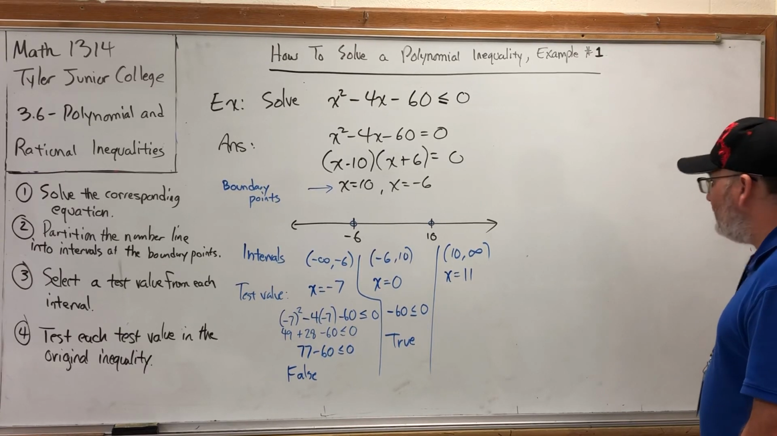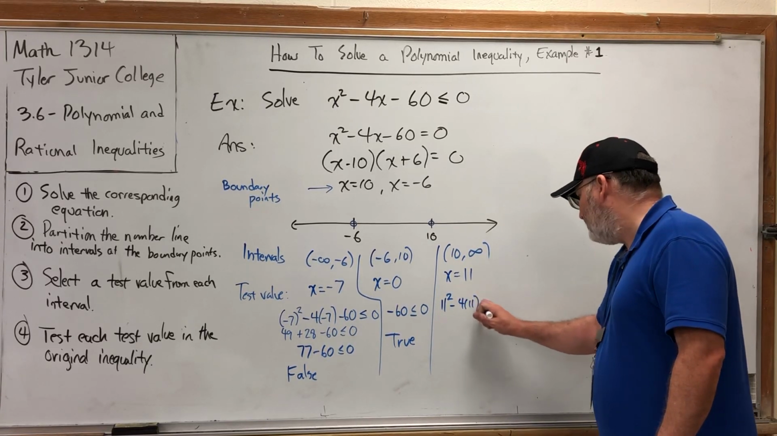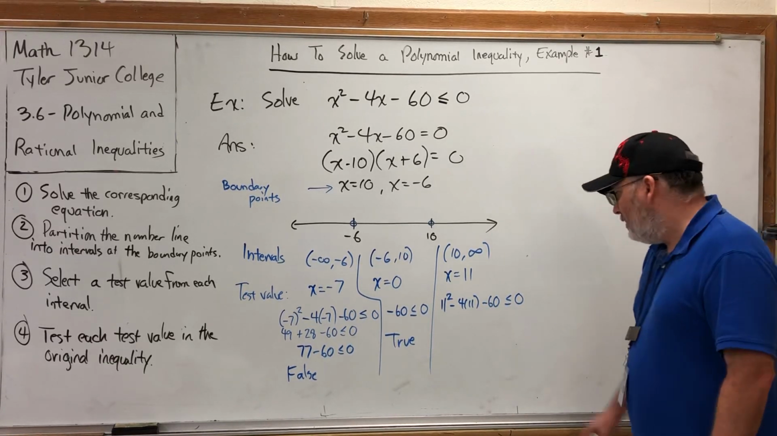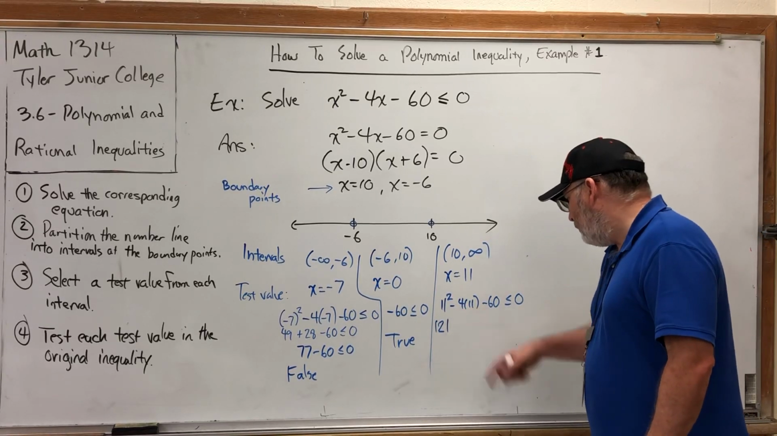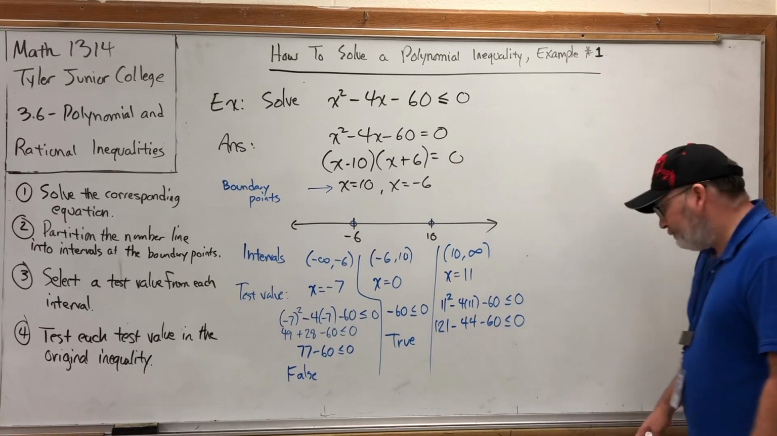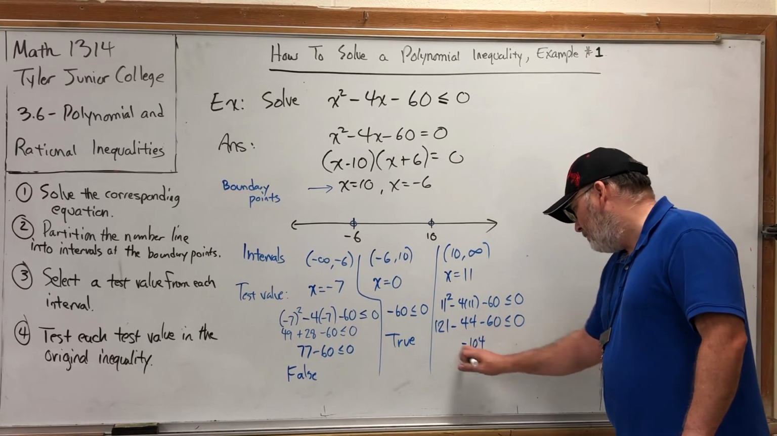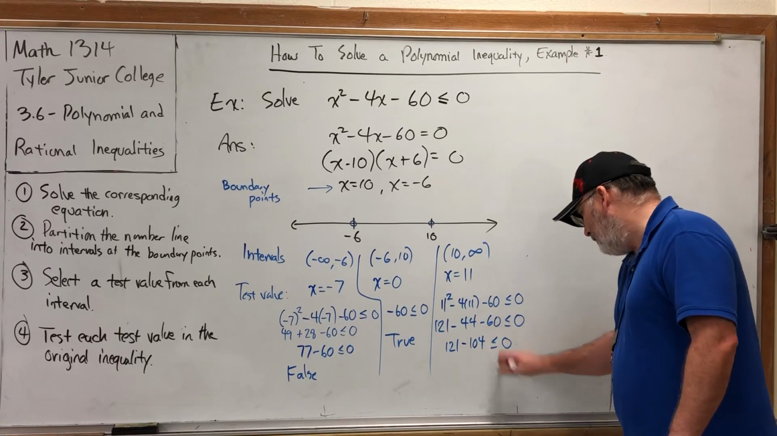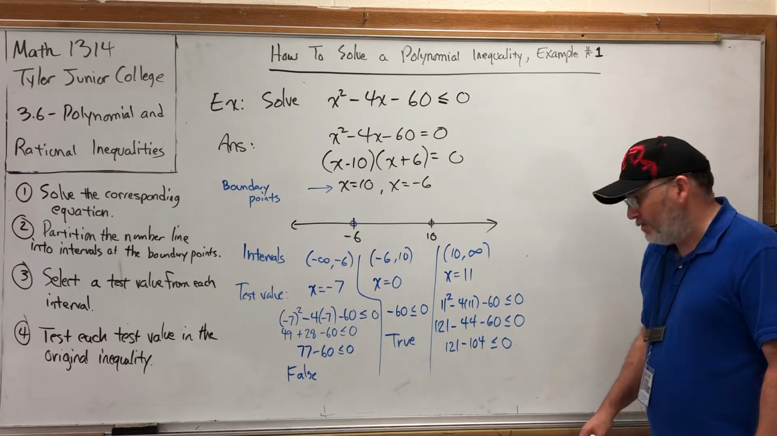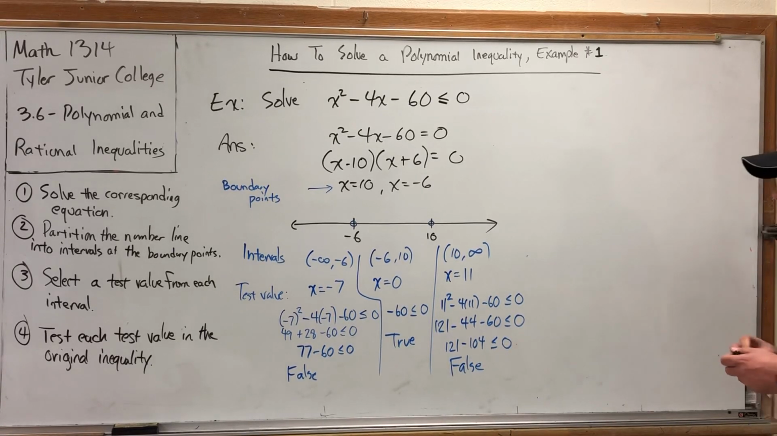For the 11, same thing, substitute it into the original inequality. 11 squared minus 4 times 11 minus 60, less than or equal to 0. And again, we're trying to see if this is true or false. 11 squared is 121. 4 times 11 is 44. Let me combine the negatives. Negative 44 and negative 60 is negative 104, preceded by 121. I can pass judgment. 121 minus 104 is not less than or equal to 0. This is false. So test each value in the original inequality.